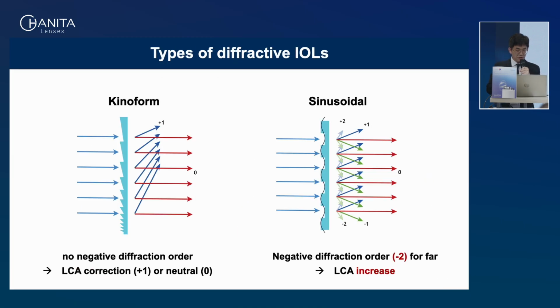So with the conventional kinoform IOL, they usually have a positive diffraction order, which means it can correct the LCA. But sinusoidal, you can see, for example, Intensity has a negative diffraction order of -2 for far, which means it can increase the LCA for far focus.